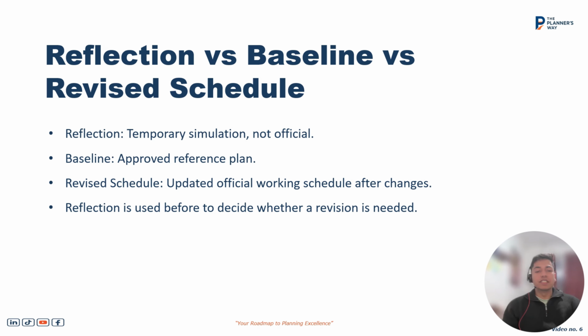Simply, reflection is used to decide whether a version is needed or not. It is a temporary simulation to look at whether we need this version of the program or not. If we don't need it, we simply delete it. If it is needed or approved, we merge it to the source and make it the recovery program or the revised schedule. If it is a revised schedule, we need to rebaseline it. If it is a recovery schedule, no baselining is needed as there will be no impact on the milestone or the end date. But in both instances, we need to make the reflection copy of the programs to analyze or study the changes.